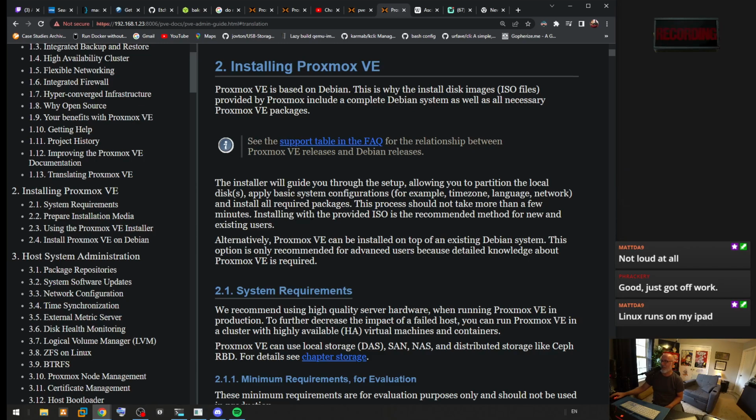Installing with the provided ISO is the recommended method for new and existing users.